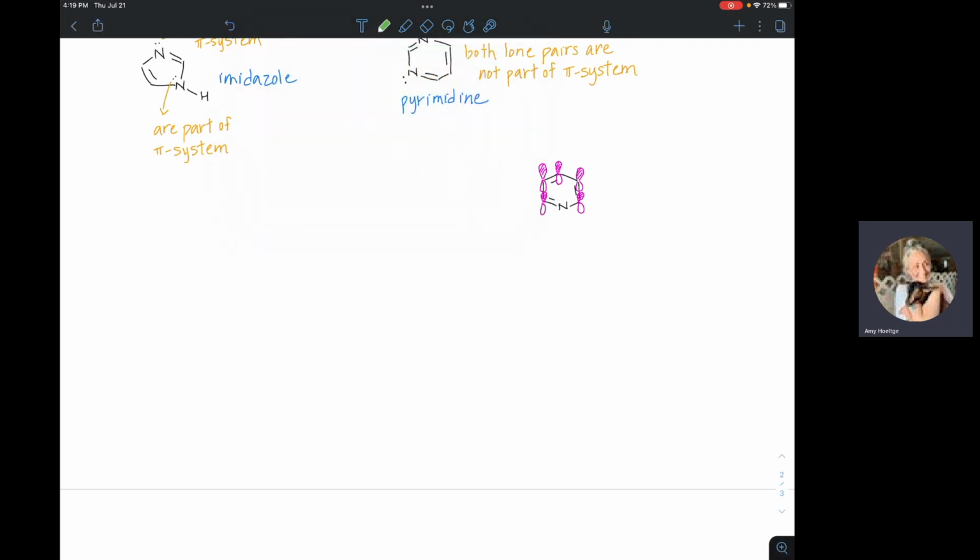These, though, the lone pair on the nitrogen, imagine that's coming out at you. I guess I didn't do a very good job of that. So this is coming out, lying in the same plane as the ring. So geometrically, that lone pair of electrons is lying at a 90-degree angle, sort of perpendicular to the pi system.